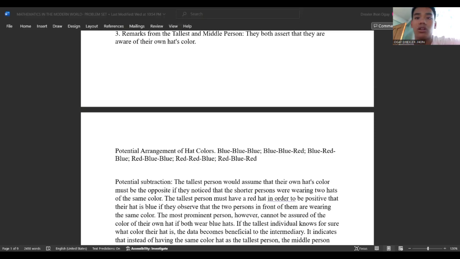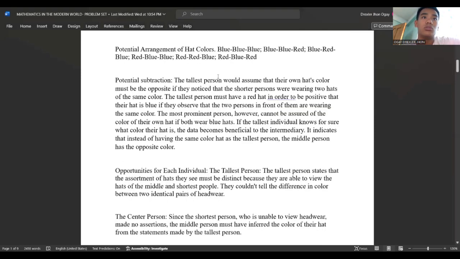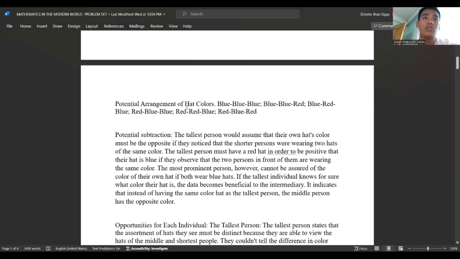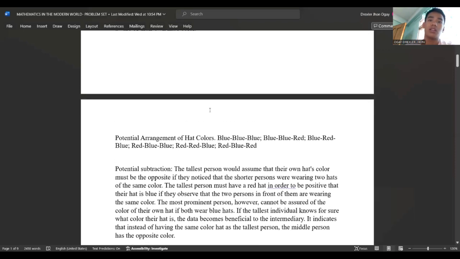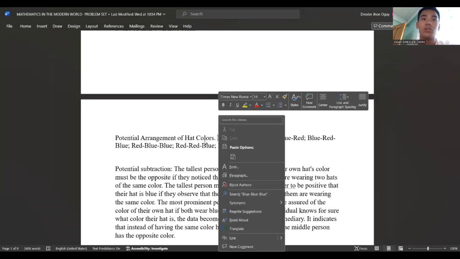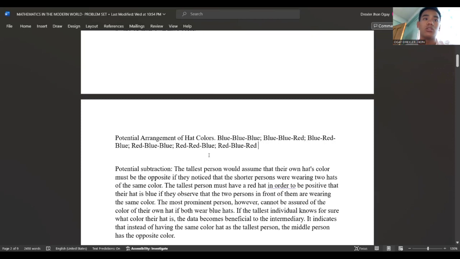So ito yung ginawa kong formula. Potential arrangement of hat color. Parang in-arrange ko sila. Blue, blue, blue. Blue, blue, red. Blue, red, blue. Potential lang, possibilities lang po ito. Itong arrangement na to, nag-assume ako na from the middleman to the tallest, at least, alam na nila. Alam daw nila.